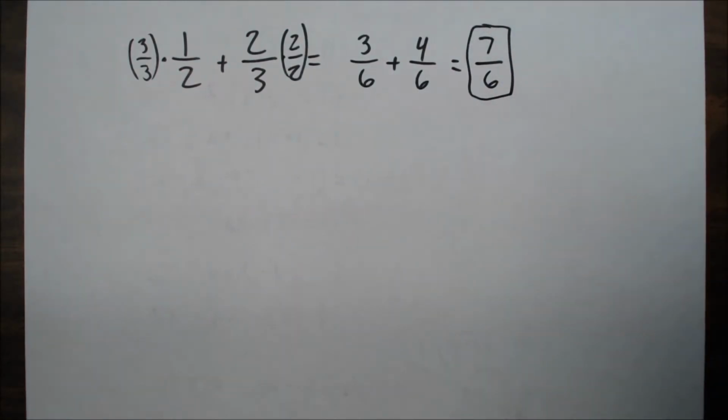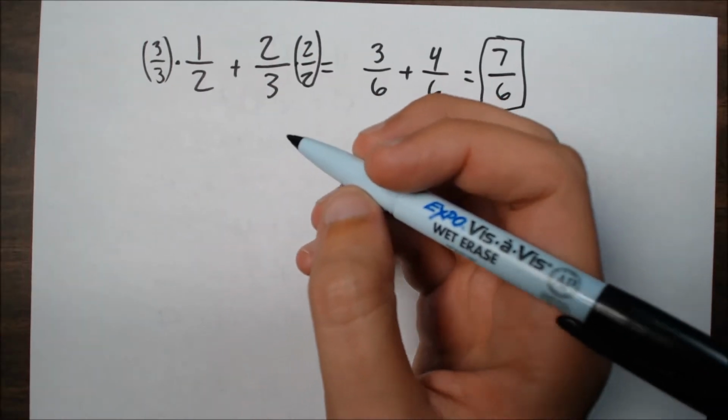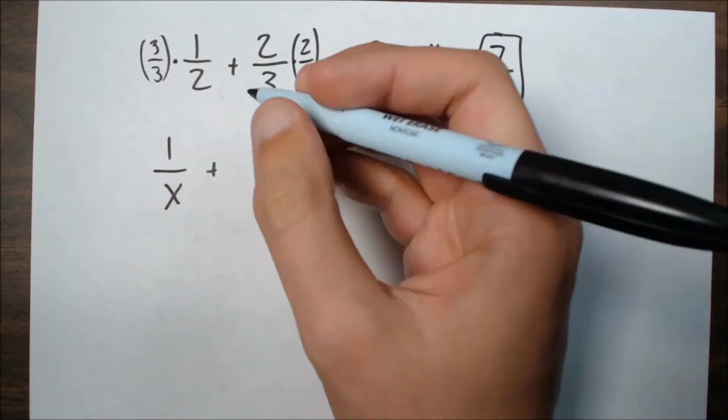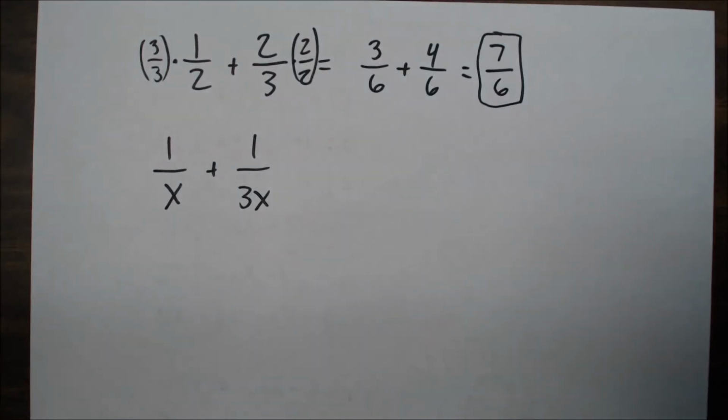So what happens when you start throwing an x in there? Well, that's what's called a rational expression. A rational expression has an x in the denominator. So maybe you've got something like this. We'll do a simple example first. 1 over x plus 1 over 3x. Okay, so having an x in the denominator makes it a rational expression, and so this would be adding rational expressions.